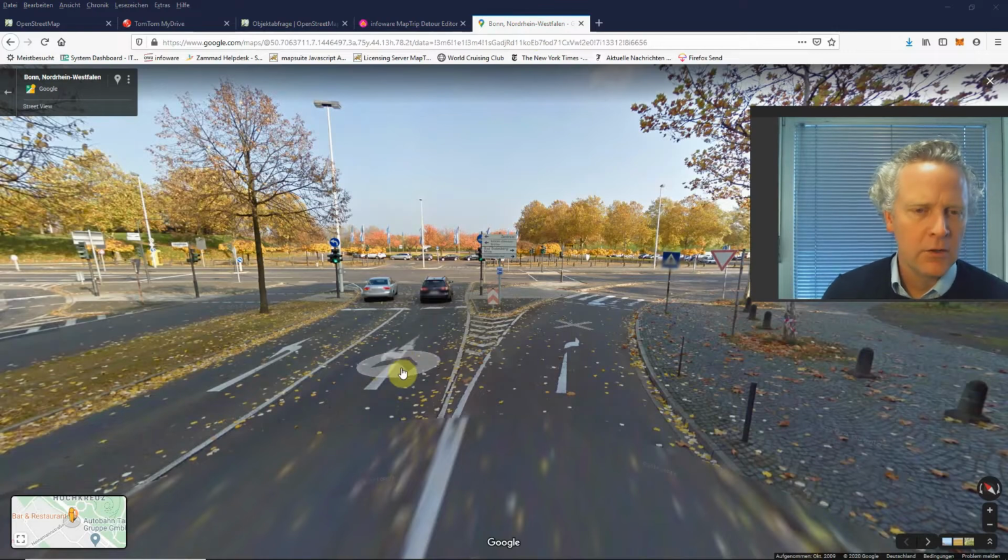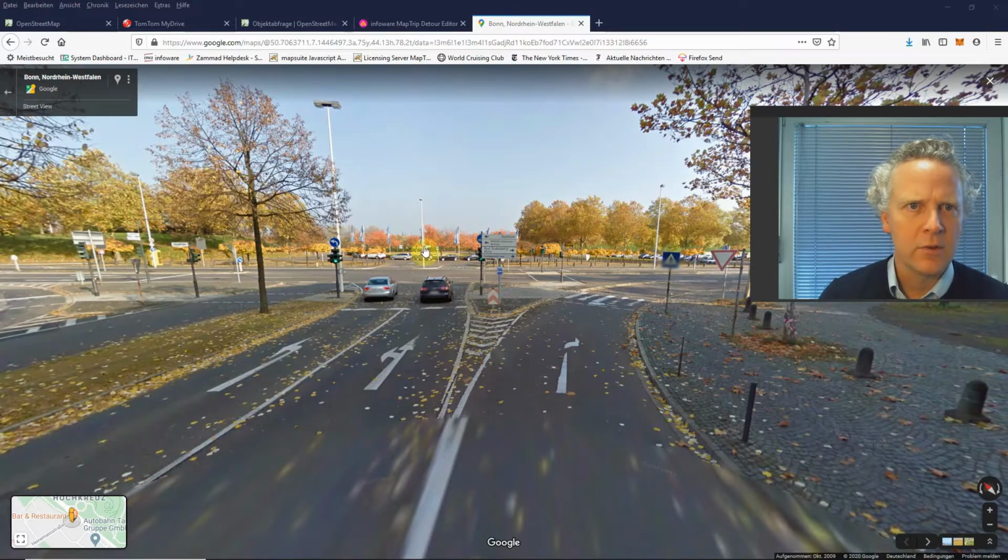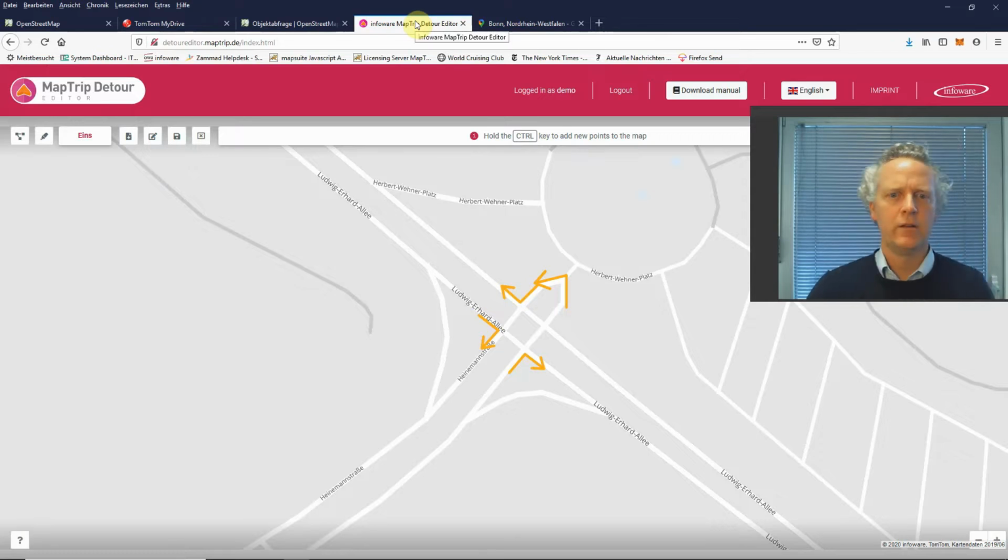So here, these signs are basically the maneuvers. You are only allowed to turn left here on this lane. You are allowed to drive straight or turn left on this lane. But what you're not allowed to do is turn right here. If you want to turn right, you have to take this lane and do this. So these are the maneuvers, and to visualize that we can look into our detour editor where we are able to change those maneuvers.